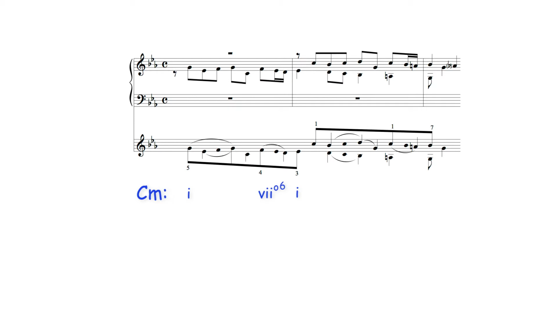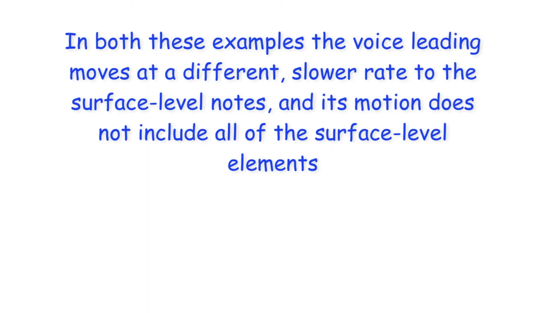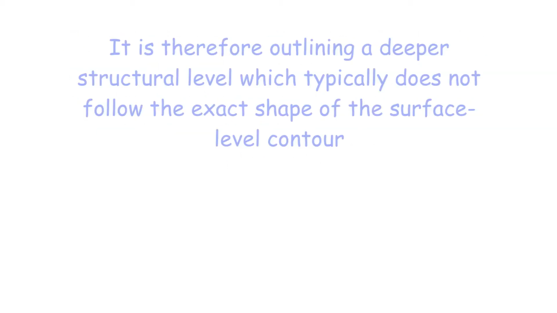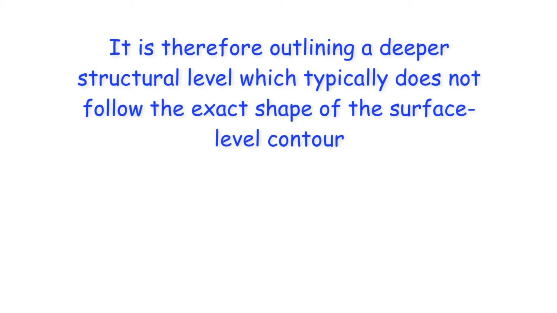The fugue's tonal answer then moves from the 1st to 7th degrees, with the C and A natural harmonized as a secondary diminished chord to G, the dominant of C minor. In both these examples, the voice leading moves at a different, slower rate to the surface level notes, and its motion does not include all of the surface level elements. It is therefore outlining a deeper structural level, which typically does not follow the exact shape of the surface level contour.